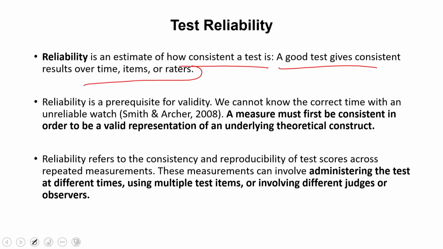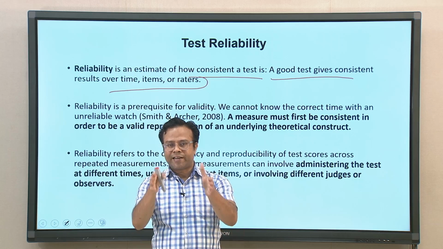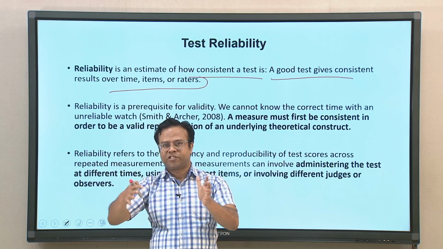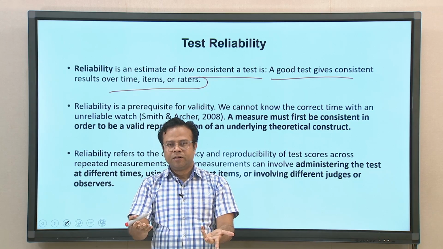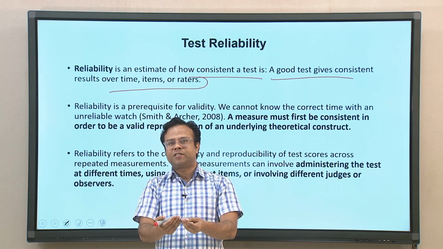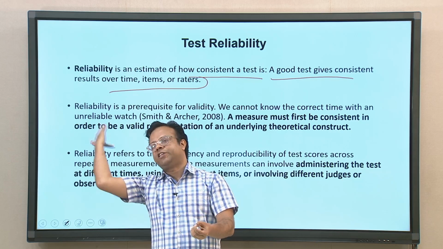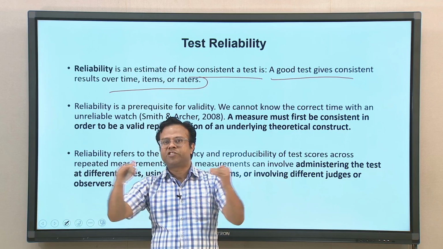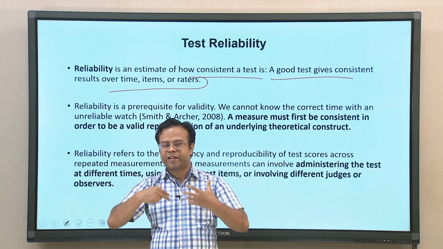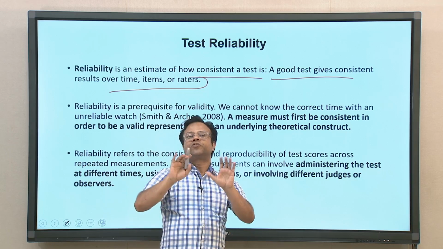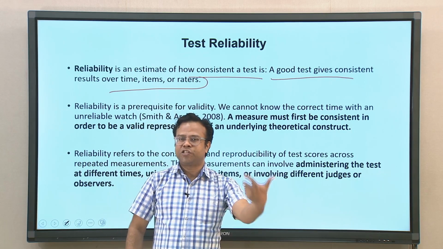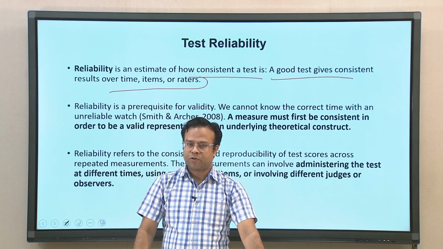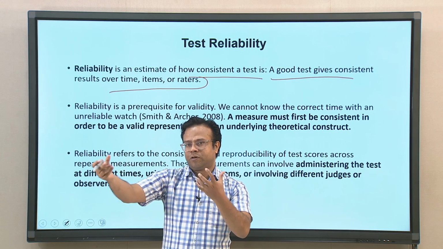Let us say if I take a test today and after a month I take the same test. There has to be some consistency, because I am the same person. If my score today is one score and after 1 month it completely changes, that means it is not a reliable test. It is not able to consistently detect something. So, that consistency is called reliability. If it is consistent, then it is reliable. A good test gives consistent results.